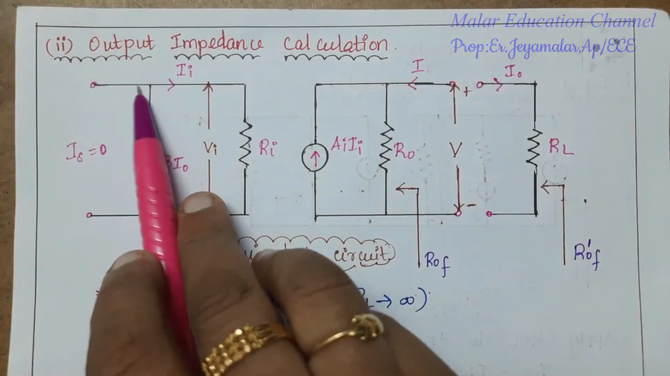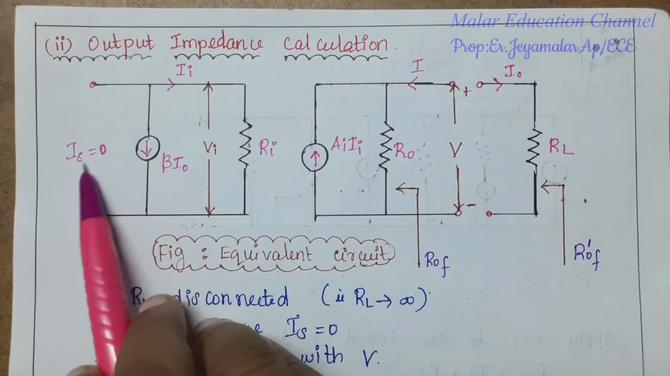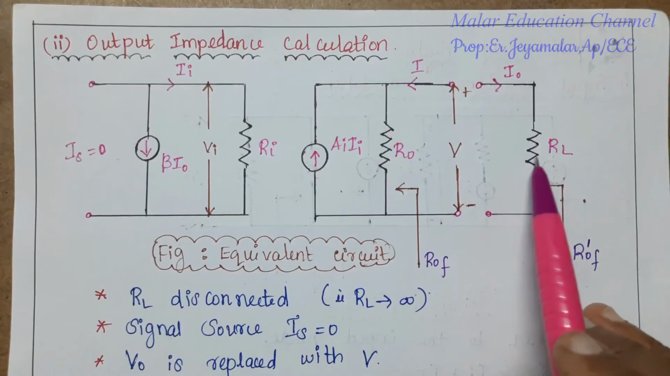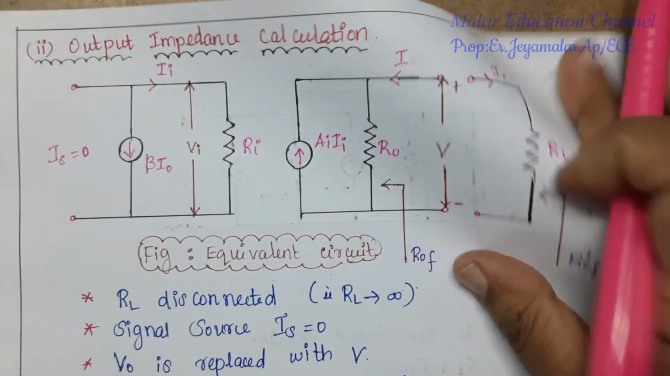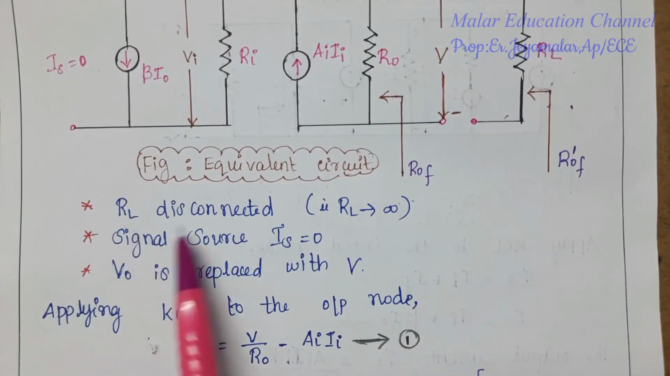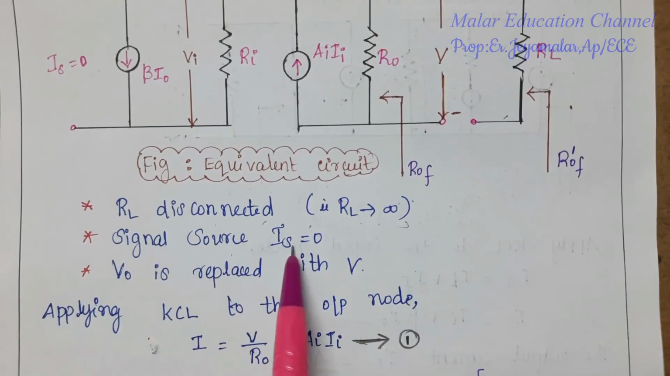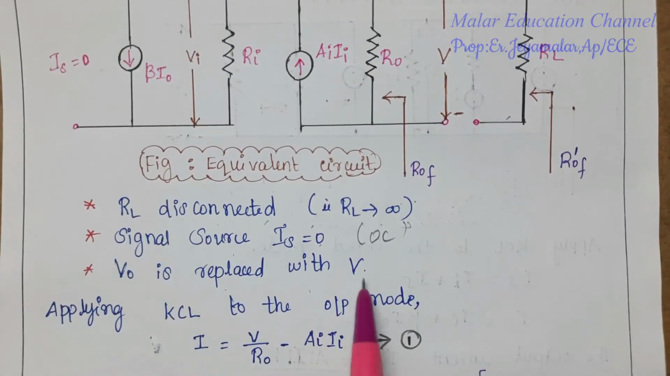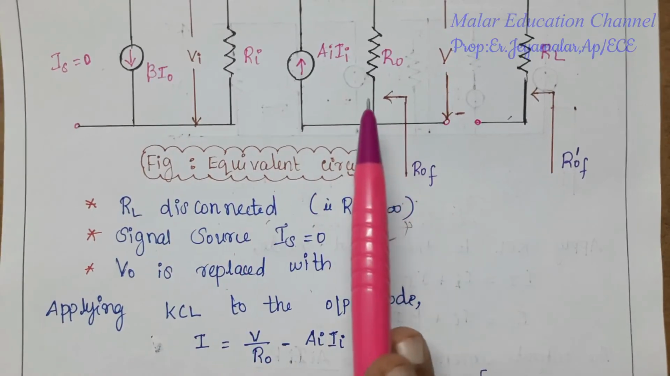Okay. Next, output impedance calculation. Here, IS is to be open circuited, so IS equal to 0. Next, when RL tends to infinity, it means RL is disconnected from the circuit. These are the steps to be followed for the output impedance calculation. First, RL is disconnected because RL tends to infinity. Second, the signal source IS equal to 0 because of open circuit. Third, V0 can be replaced by V. These are the 3 steps to be followed for the output impedance calculation.